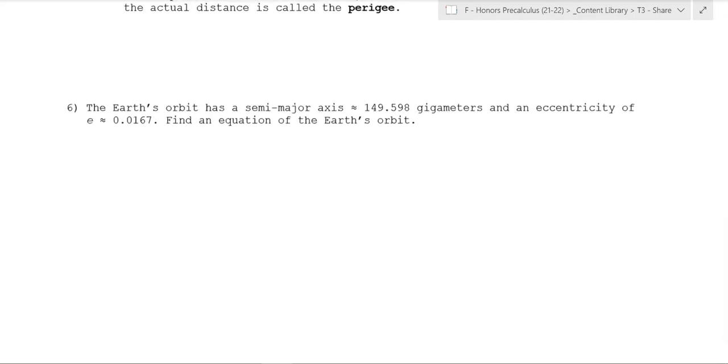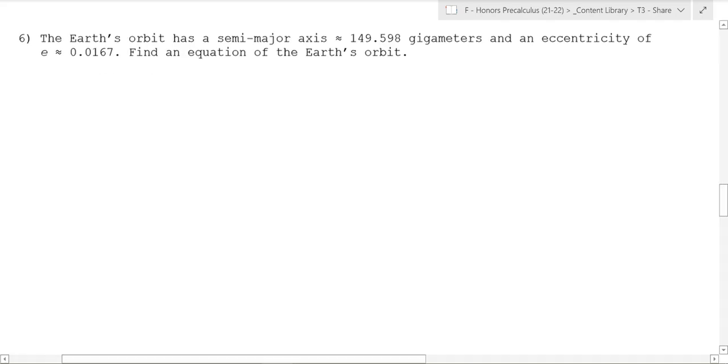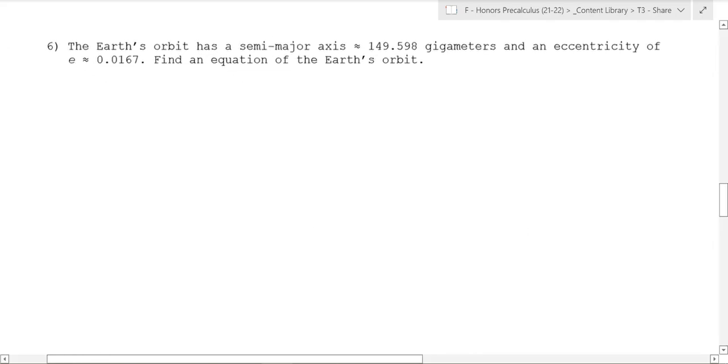The Earth's orbit has a semi-major axis of 149.598 gigameters, cool term, and an eccentricity of about 0.0167. So it's getting close to being a circle, but it's not quite, because it needs to be 0 for it to be a circle. Find the equation of the Earth's orbit. Now what we're doing here is centering it at 0, 0. So it's just going to be x squared over a squared plus y squared over b squared equal to 1. That's what we're looking to build.